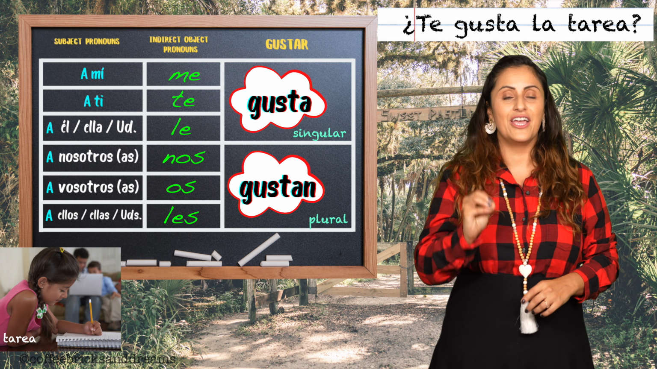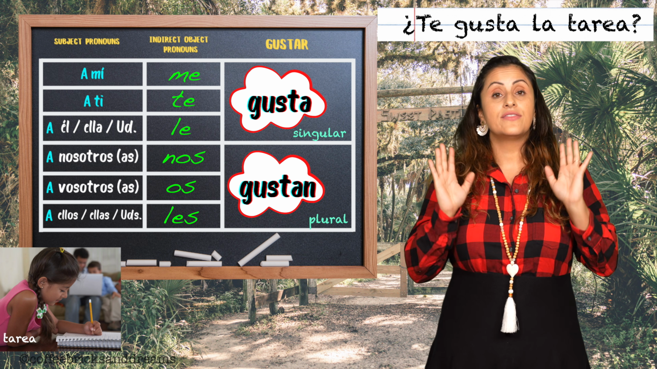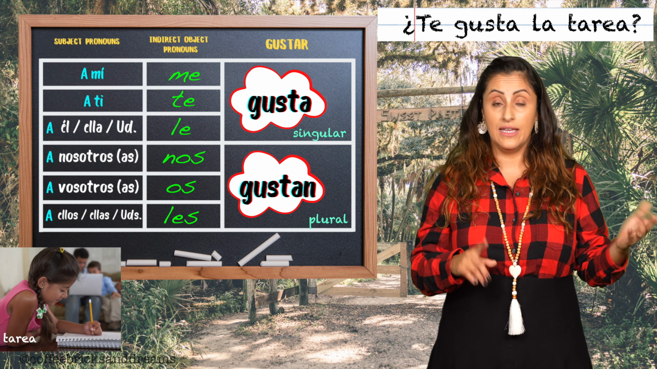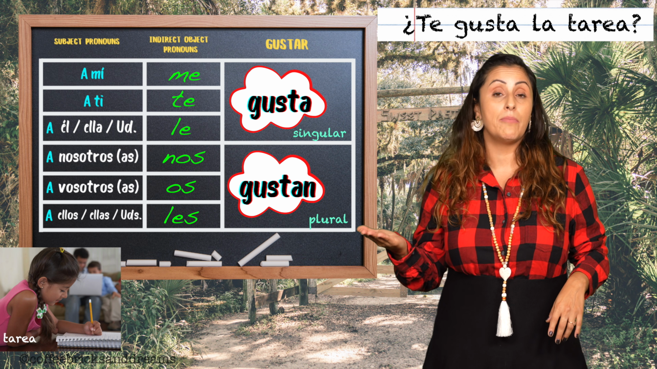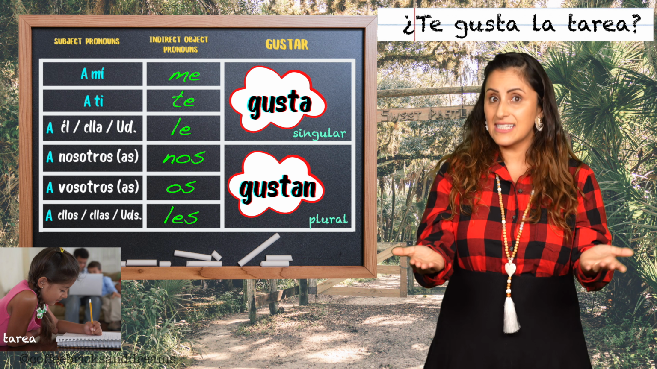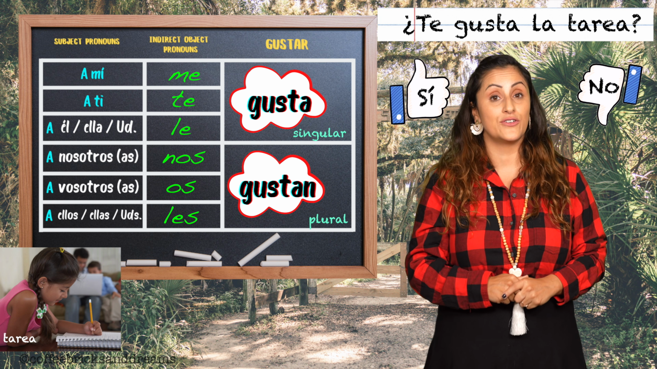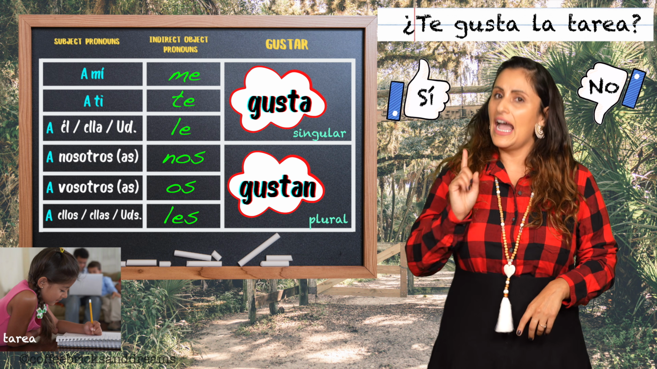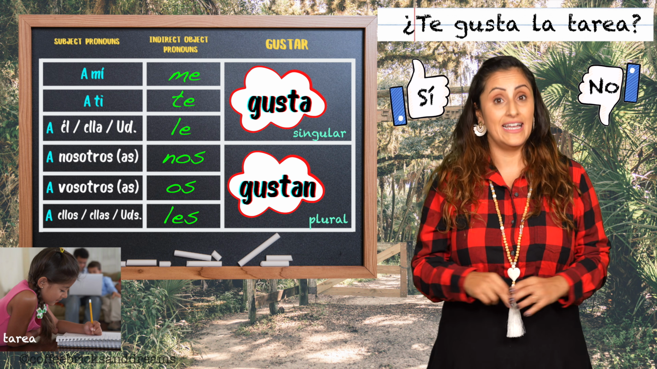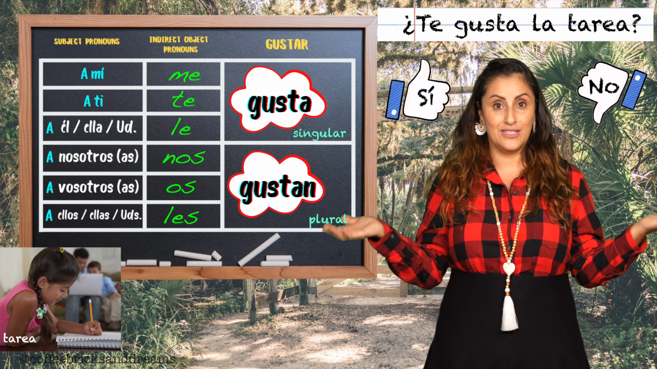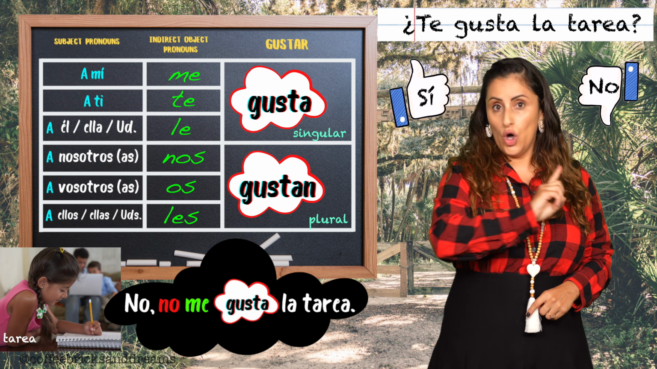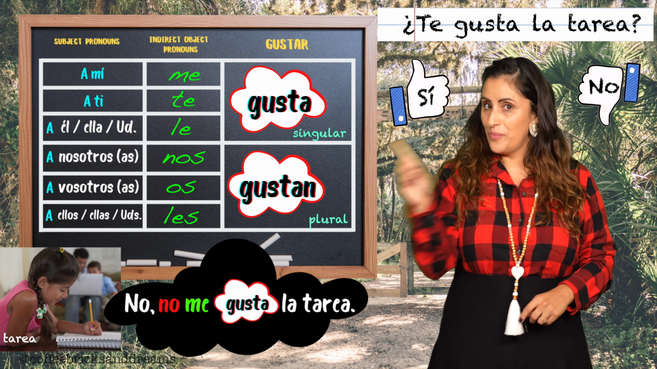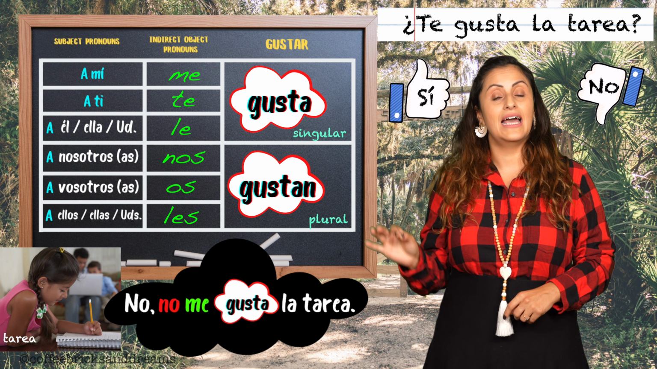Well, there's something here that I kind of have to point out to you. There's a difference between making a statement about liking or not liking something and answering a question about liking something. When you are asked a question, you first have to answer the question and then you talk about whether you like things or not. What do I mean? I am sure that you wanted to say you don't like homework. So here's how we would answer this question. We would say, "No, no me gusta la tarea."